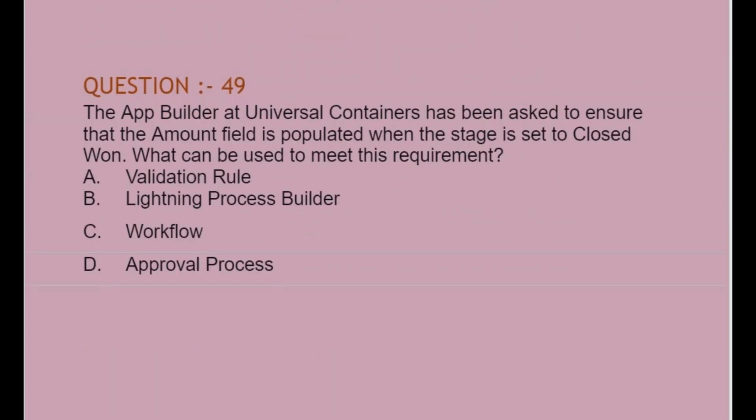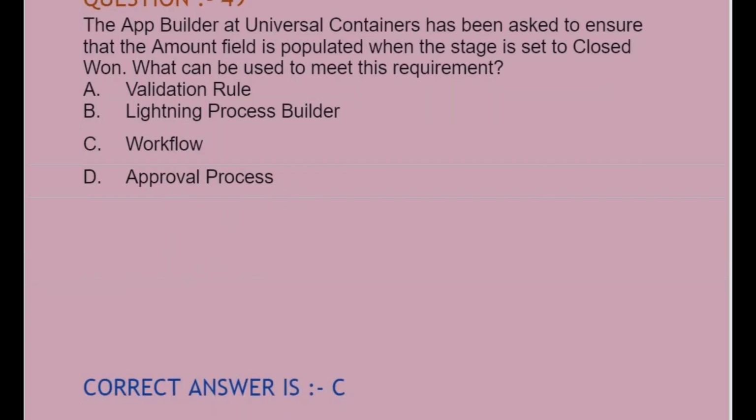Question is the app builder at Universal Containers has been asked to ensure that the amount field is populated when the stage is set to closed won. What can be used to meet this requirement? Option A, validation rule. Option B, Lightning Process Builder. Option C, workflow. Option D, approval process. Correct answer is option C.